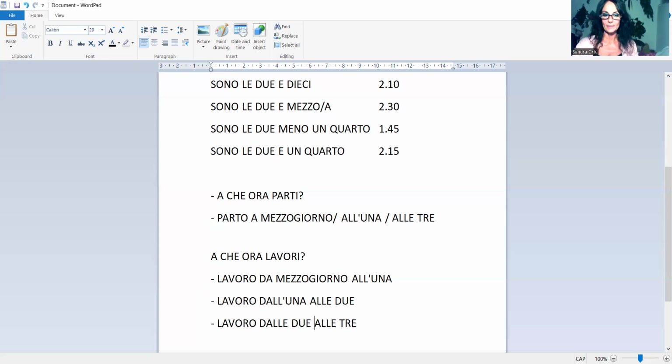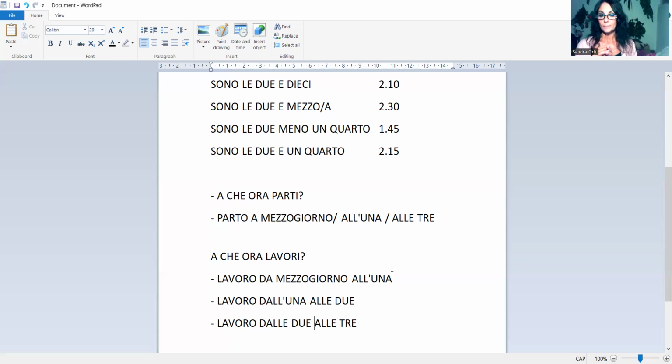So here, as I said, the principle we have with da, which means from, is the same that we've just seen. Da before mezzogiorno and mezzanotte. Instead, we have dall'una before 1 o'clock, from 1. And then we have dalle before all the other hours, from 2 to 11. So here, da, as I said, means from. Here we are using again this all'una, alle due, alle tre, which is what we used here.